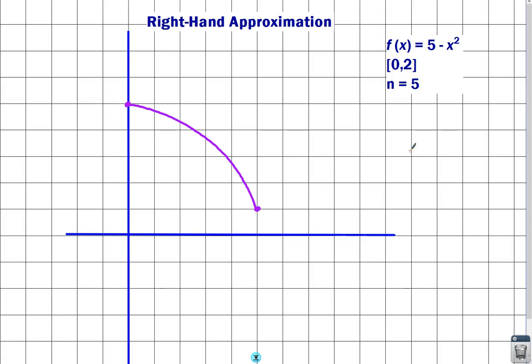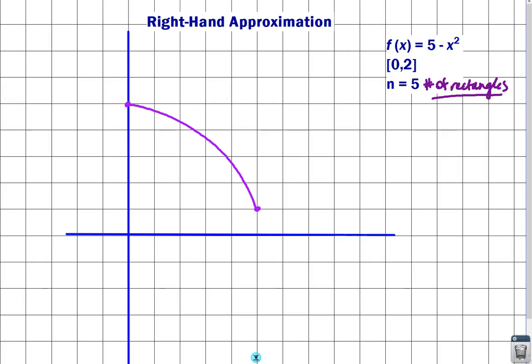And what we're doing here is I want to approximate the area of 5 minus x squared from the points 0 to 2, and this n right here is the number of rectangles that I want. Okay, that's how many rectangles I want. I want 5 rectangles. Again, if I wanted to, I could make it more accurate by increasing the number of rectangles. But after a while, it gets kind of cumbersome. So let's just do these 5 right here.